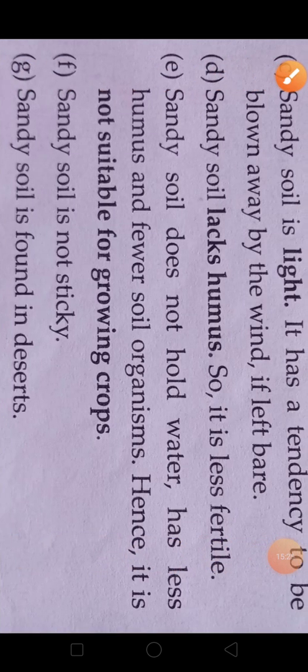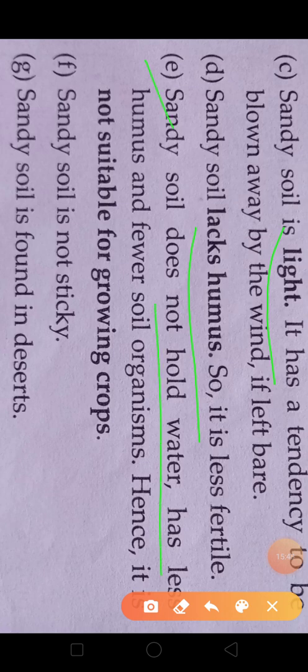Okay, sandy soil is light soil. Its weight is very little. The sandy soil lacks humus, and if it lacks humus, then it is less fertile. Sandy soil does not hold water, so that's why we can say that it is not suitable for growing crops, because it does not hold much water. Okay, sandy soil is not sticky, and it is found in deserts. So these are some features of the sandy soil.